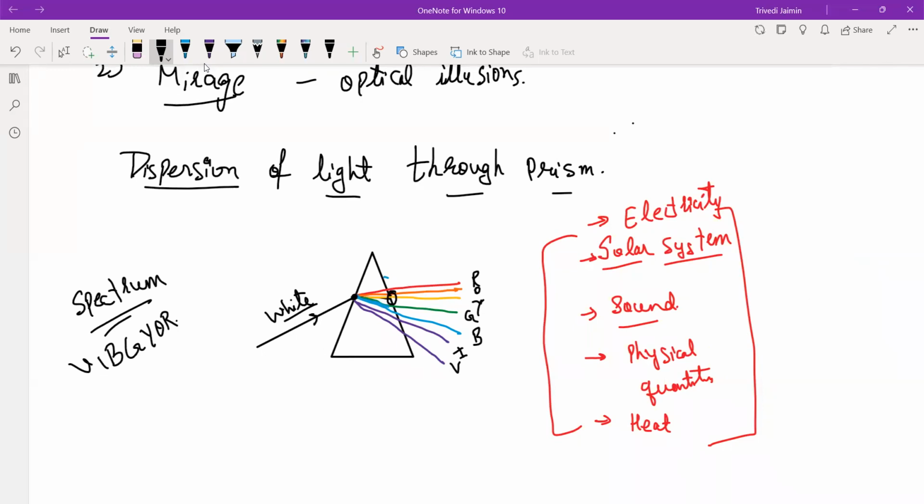Understood? Keep one thing in mind. Wherever it is changing medium, even your specs, if you're wearing specs, the light is changing medium, because air to your glass and again glass to air. So that is refraction. Fix this in mind: wherever there is a change in medium, the refraction phenomenon is occurring.